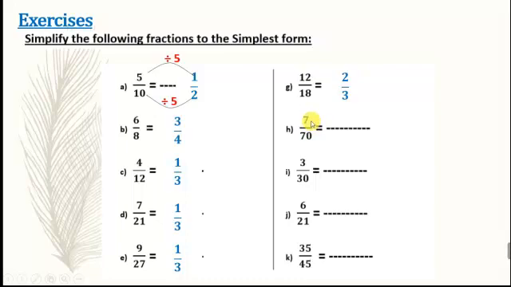7 and 70. I will divide by 7. 7 divided by 7 equals 1 and 70 divided by 7 equals 10. So we got 1/10. 3/30 is also 1/10.